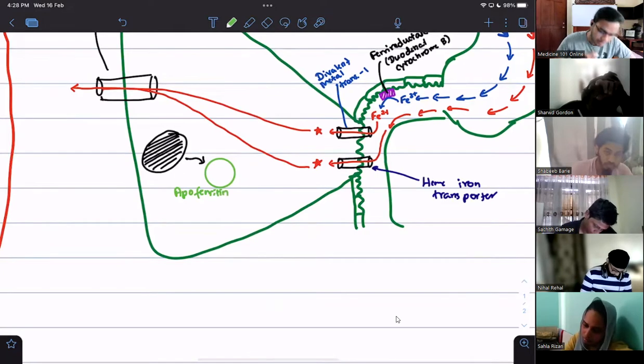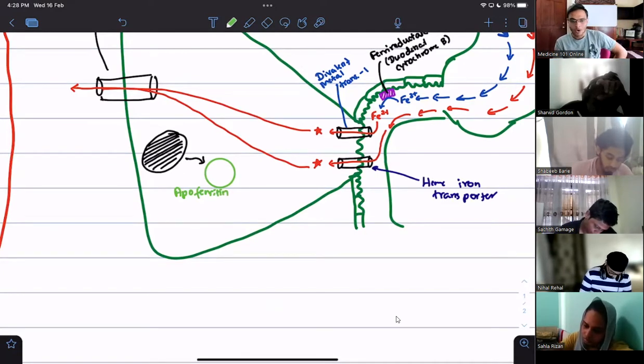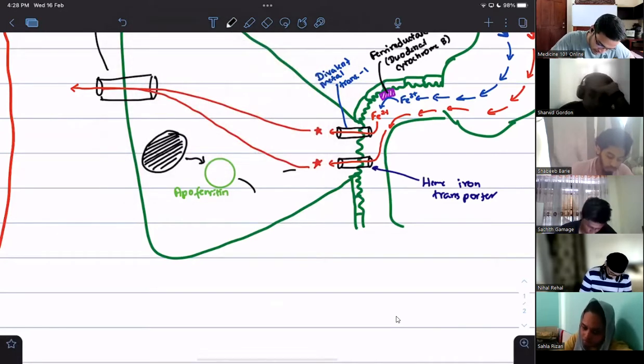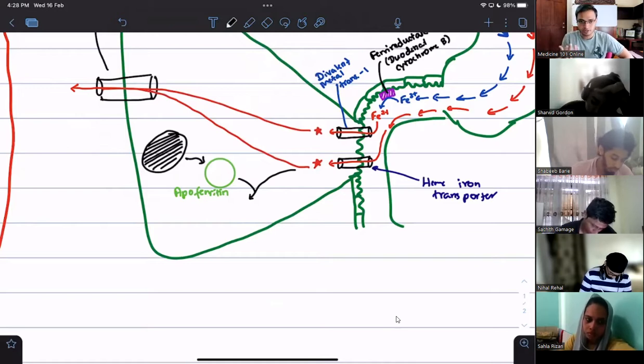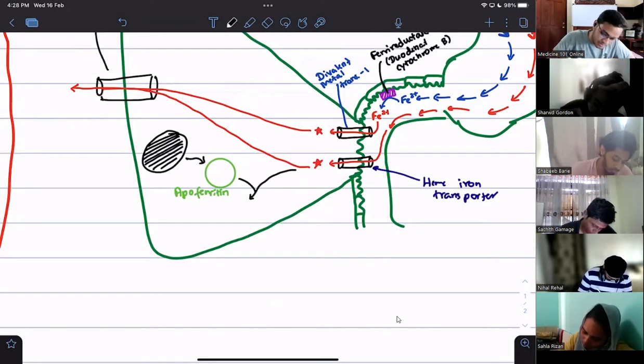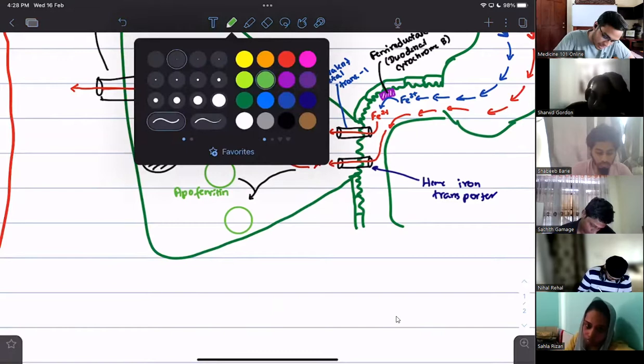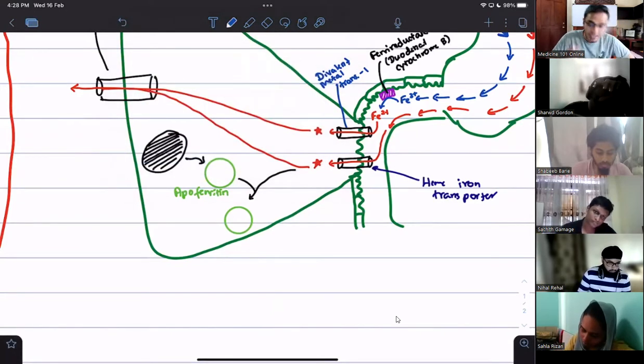Apoferritin, right? What will apoferritin do, guys? It will capture whenever needed, right? Whenever the body gets the signal to do the storage function for a while, we don't need iron right now. What will happen? Apoferritin is produced. Apoferritin can capture some of this iron and store it within itself.